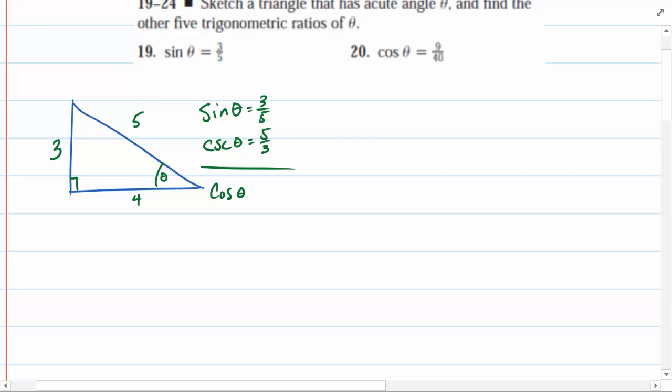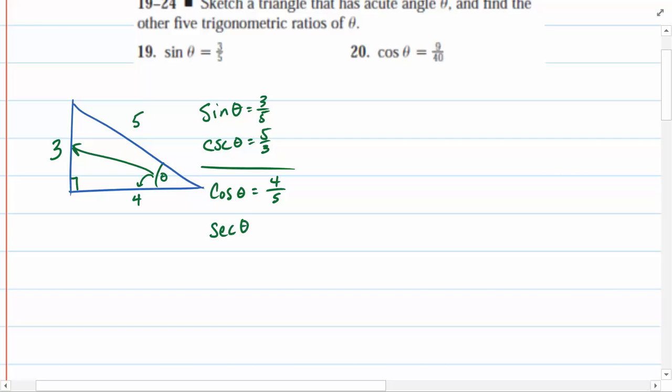Cosine of theta would be equal to the adjacent side divided by the hypotenuse. Now here's my opposite side again. So we know that 5 is the hypotenuse because it's the longest side of the triangle. That means that 4 has to be the length of the adjacent side. And that is true. It is the side closest to this angle, but it's not the hypotenuse. So we'll write cosine of theta is equal to 4/5.